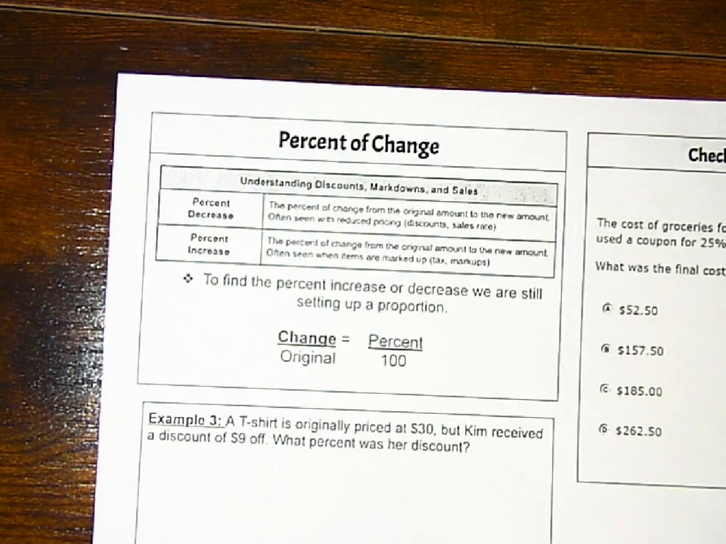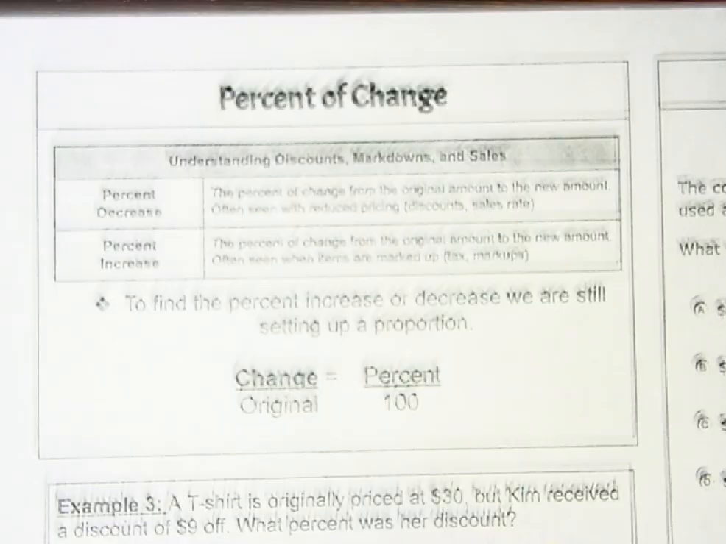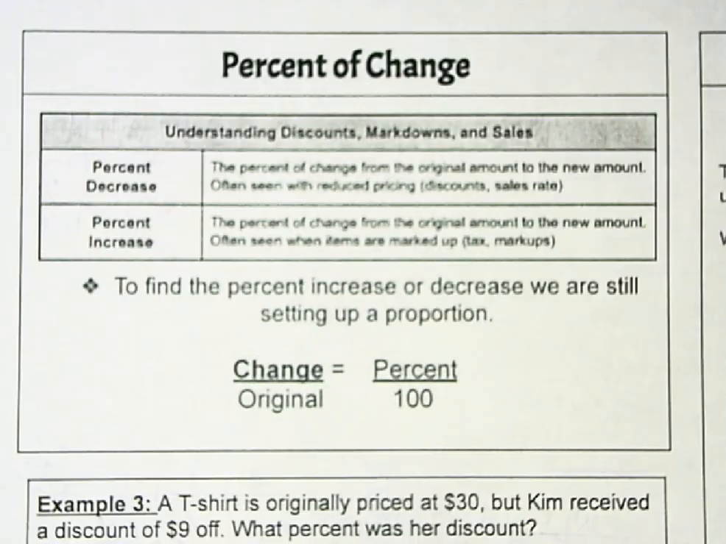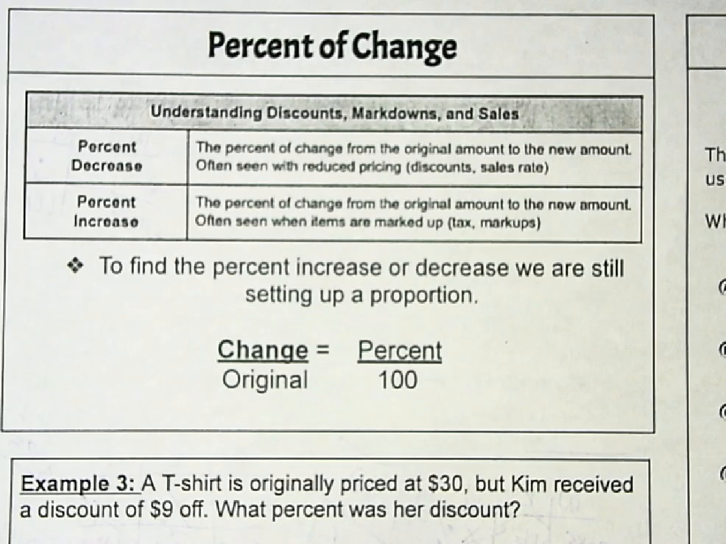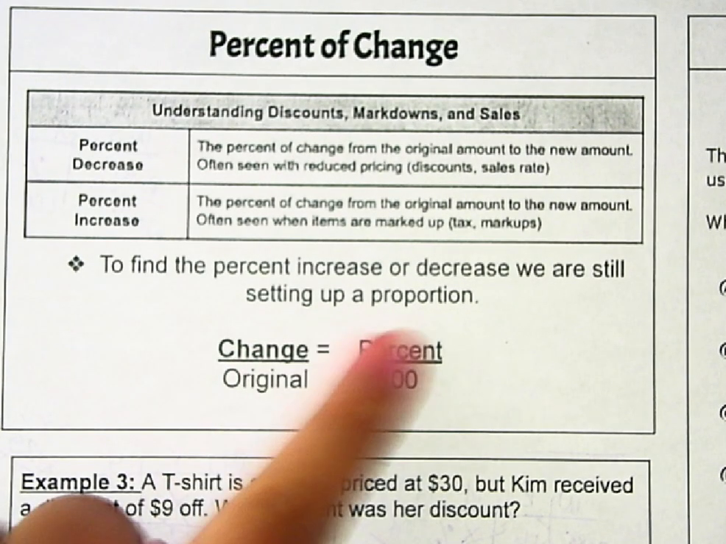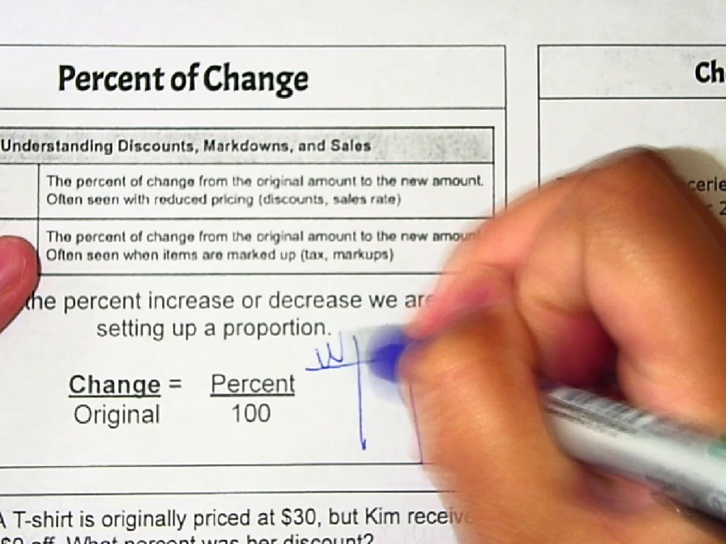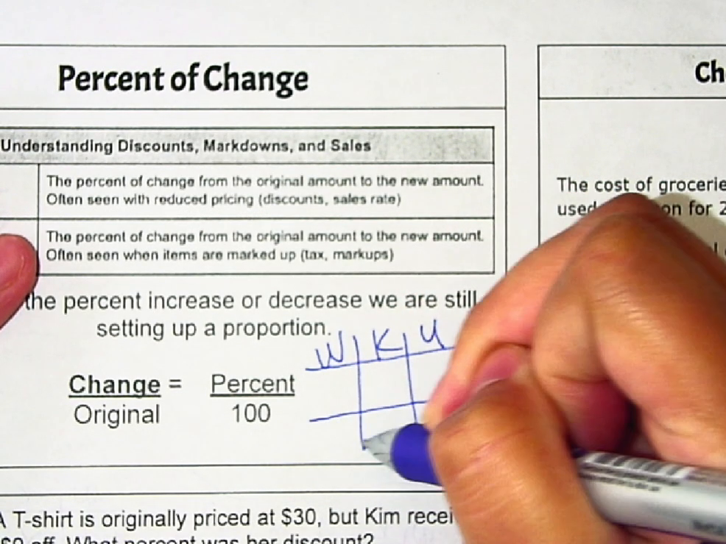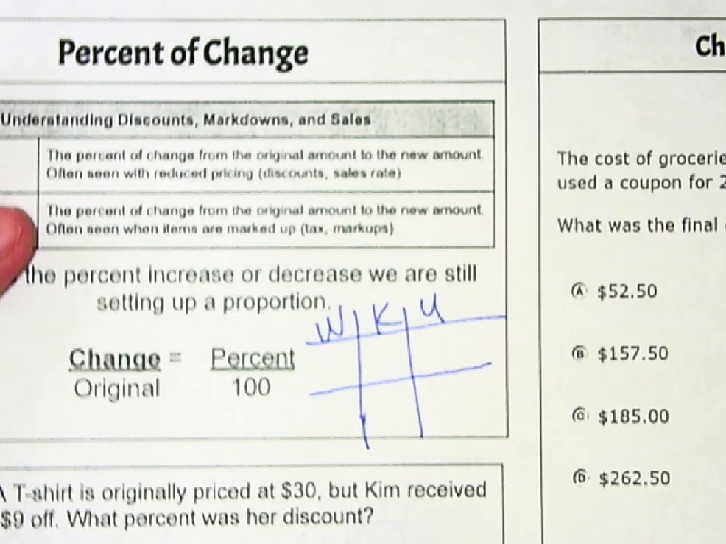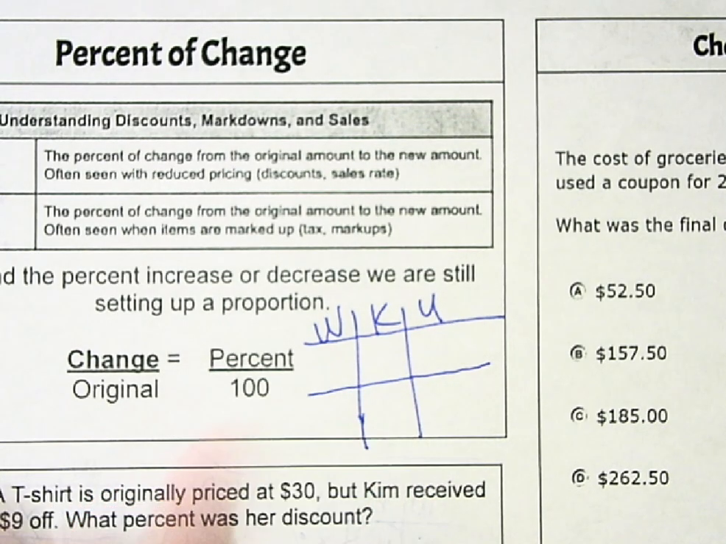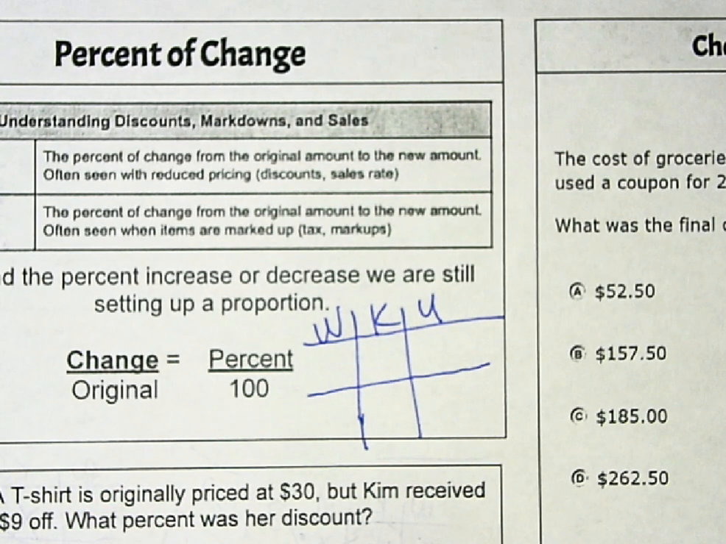We are dealing with percent of change today. There is percent increase and decrease. So to find the percent increase or decrease, we are still going to set a proportion. This is just your WKU. But instead, we're going to label it differently. So make sure you write this on your paper. Your notes should look like my notes.